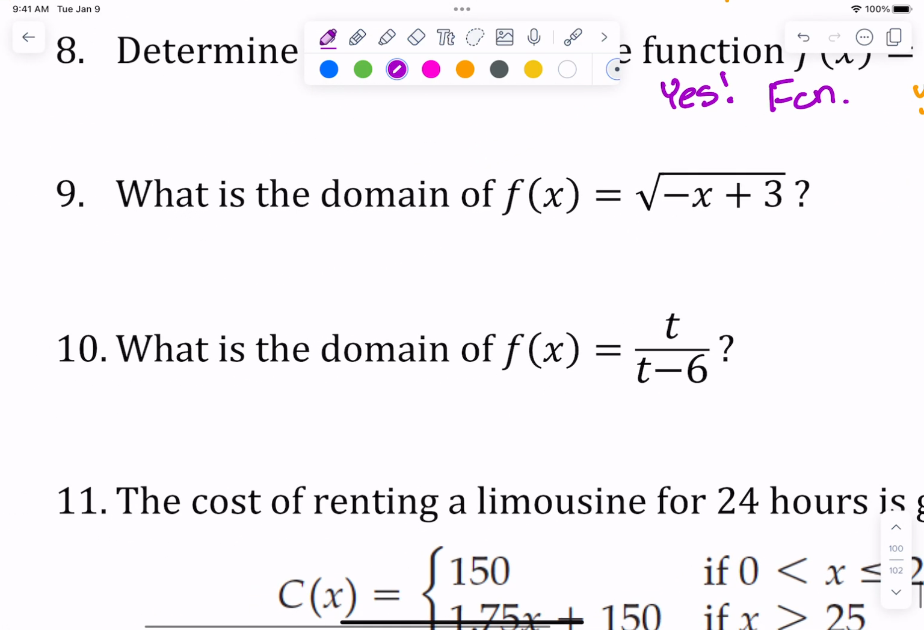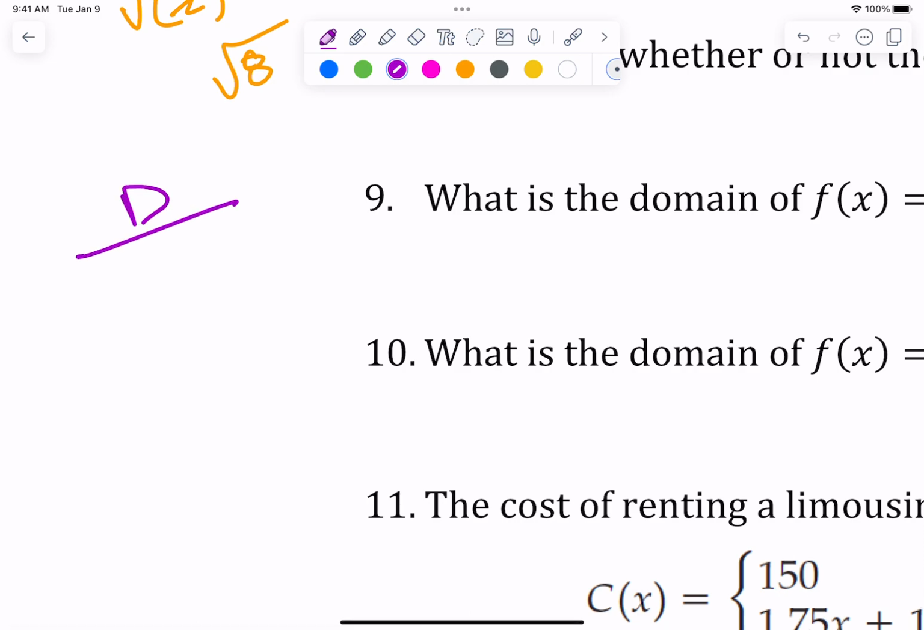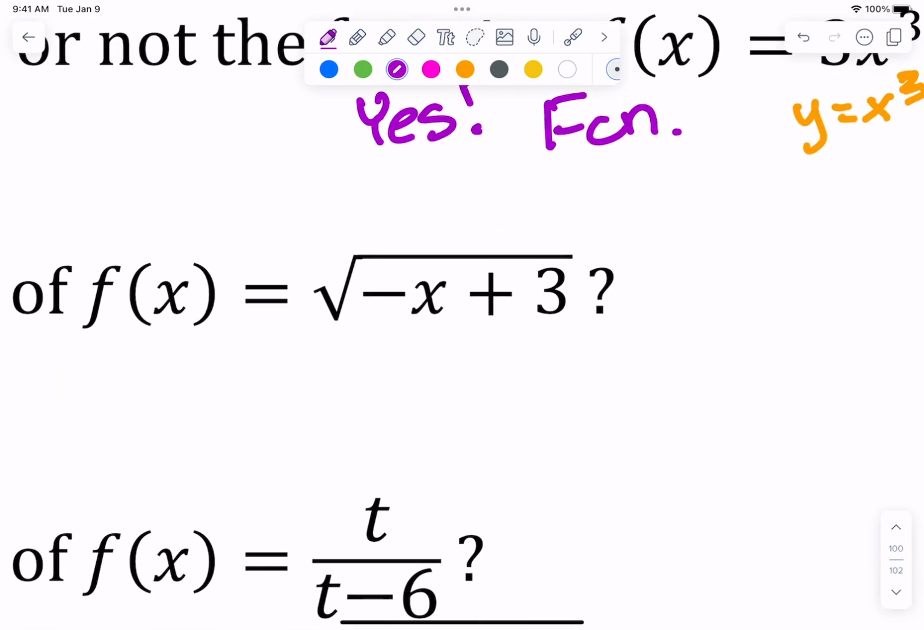All right, what is the domain? You guys know how to do this. There are 2 things I have to worry about for a domain: a negative inside of a square root and 0 on the bottom. We don't ever want to divide by 0, and we can't take the square root of a negative because it's imaginary. So here we have to worry about the square root having a negative inside of it.